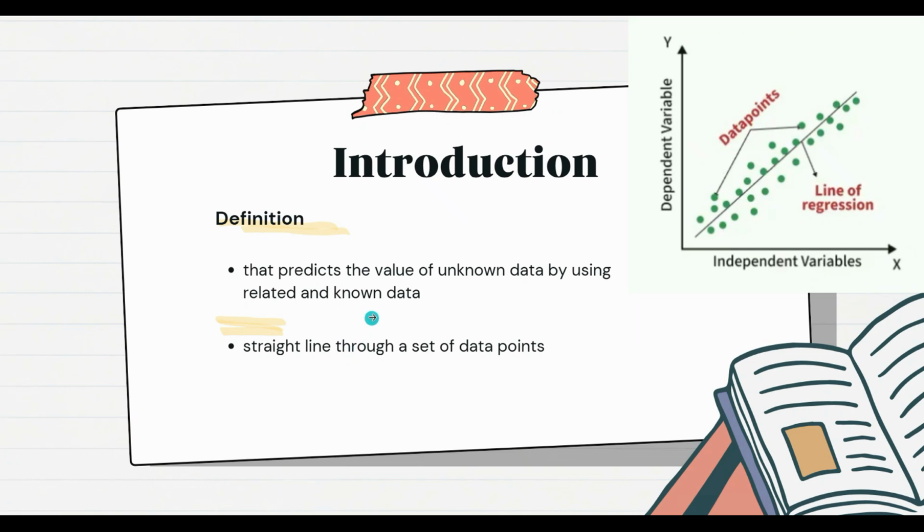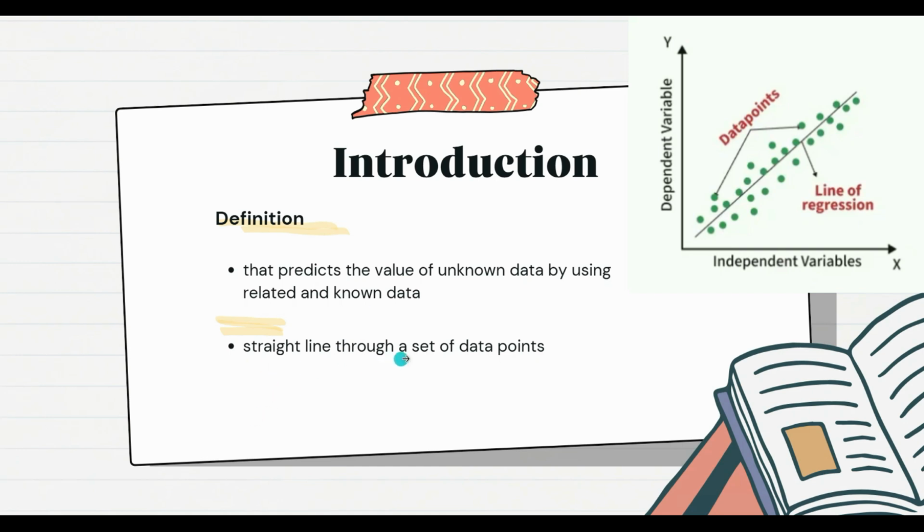Linear regression. It predicts the value of unknown data by using related and known data. It is like training a machine by giving some data called training data with correct answers and then asking the machine to predict the outcome for a new set of data by using the training data we have provided. So here the machine tries to find a value for an input based on previous data it is trained on.